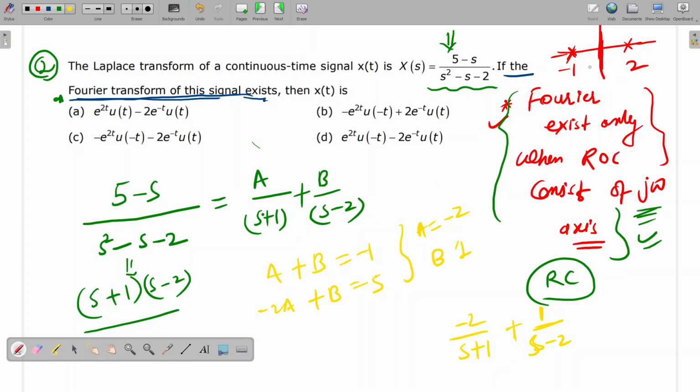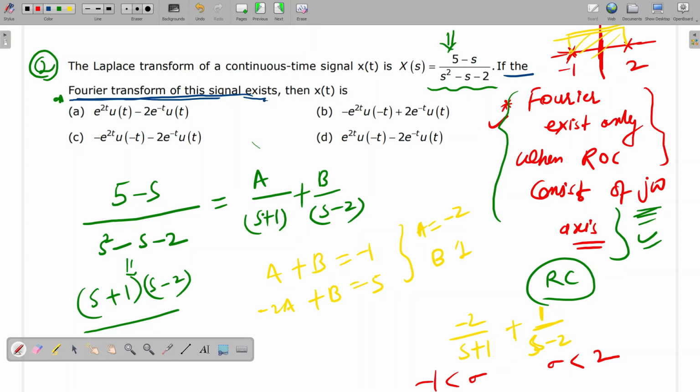So what is the ROC here? It should be greater than minus 1 and less than 2. Then only it will consist of the j omega axis. So here it will be sigma greater than minus 1 and sigma less than 2. Is it correct?